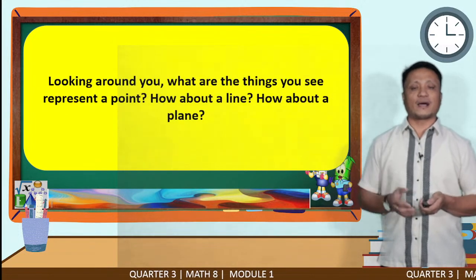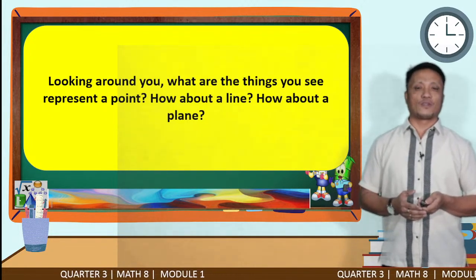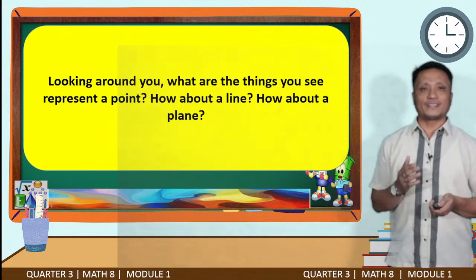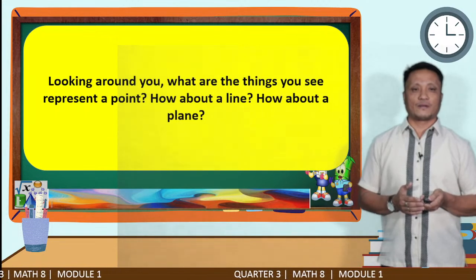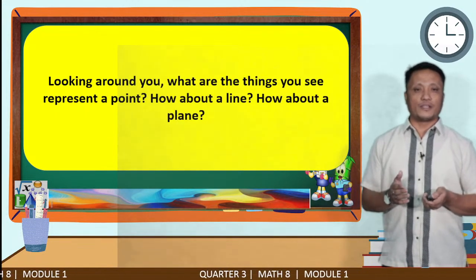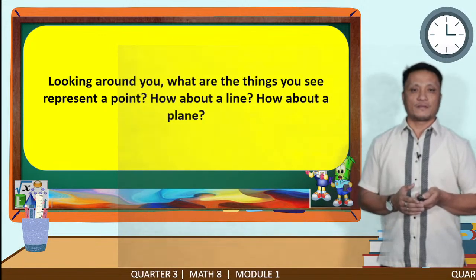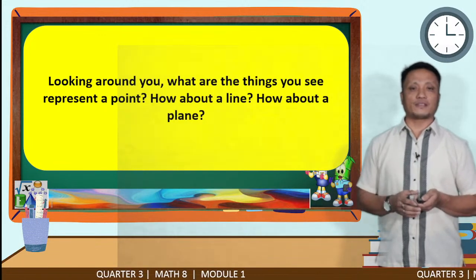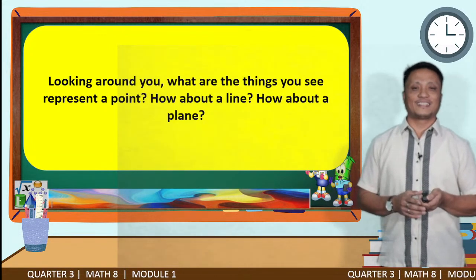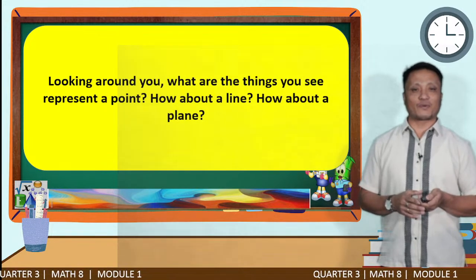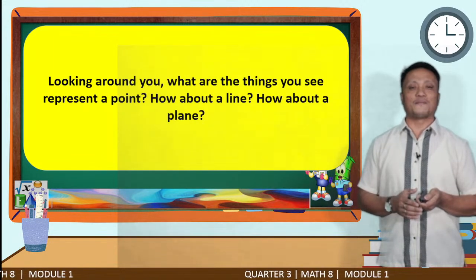Now let's relate our discussion to our real-life situation. Looking around you, what are the things you see that represent a point? What are the things you see in your environment represent a point? Feel free to write your answers at the chat box below. I'm waiting for your answers. Thank you for answering this question. Those who are giving their answers, congratulations, you are doing a great job.